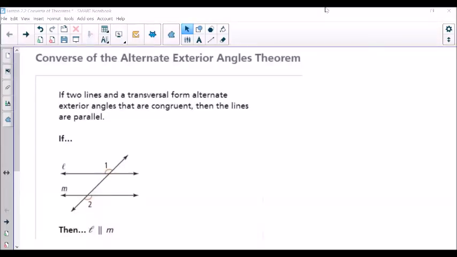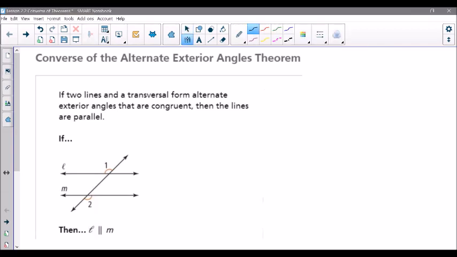All right, so we have the converse of all of these theorems. All those theorems we talked about yesterday. Remember, we had the alternate exterior, alternate interior, same side interior, same side exterior, all of those theorems. Today we are going to talk about the converse of all of these theorems.